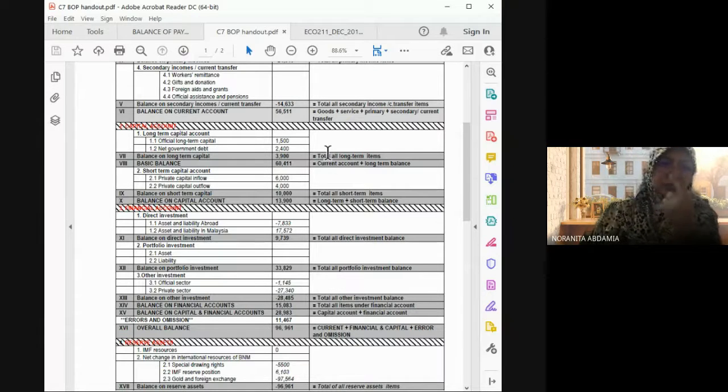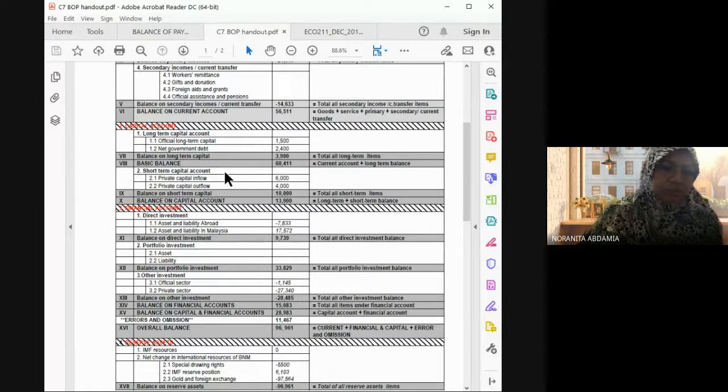Right? Okay, under capital account, there's two sub accounts only. Apa dia? Long term capital account and then short term capital account. And these are two items under this sub account. Very rare to come out, sangat jarang. Paling-paling pun dia keluar pun long term, short term.